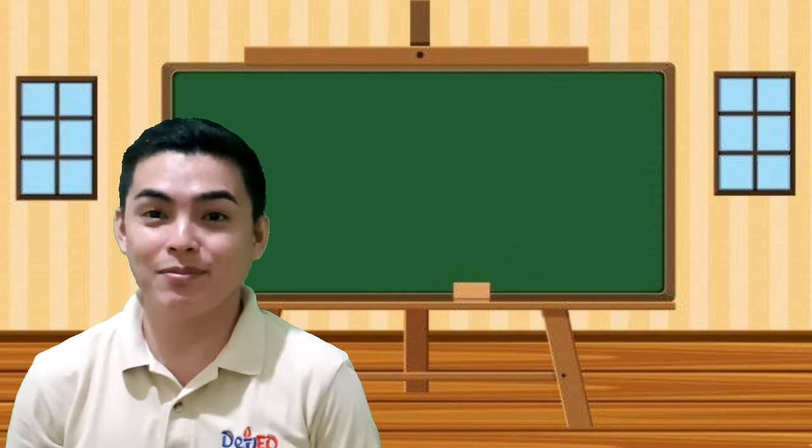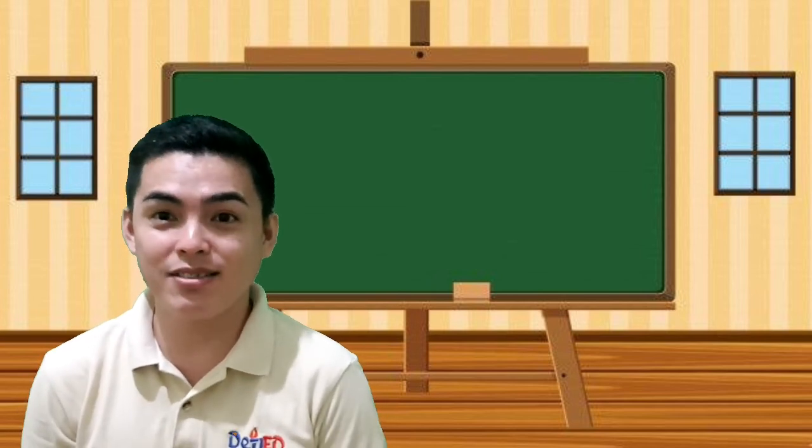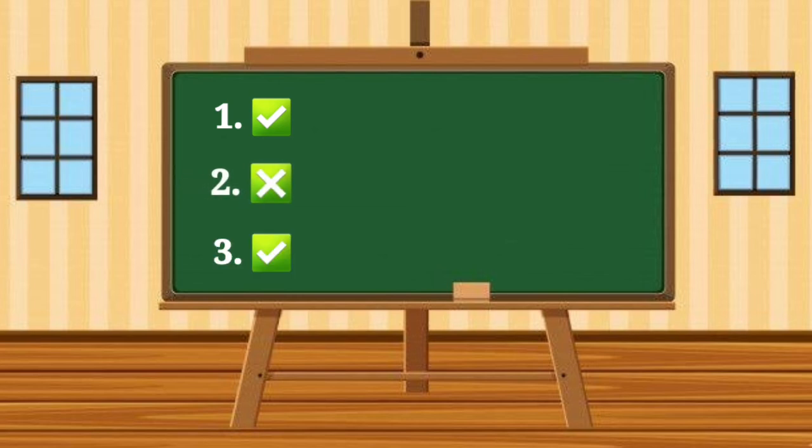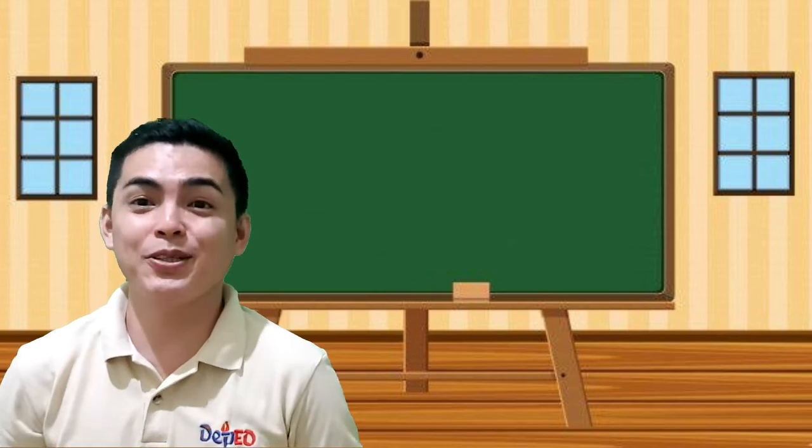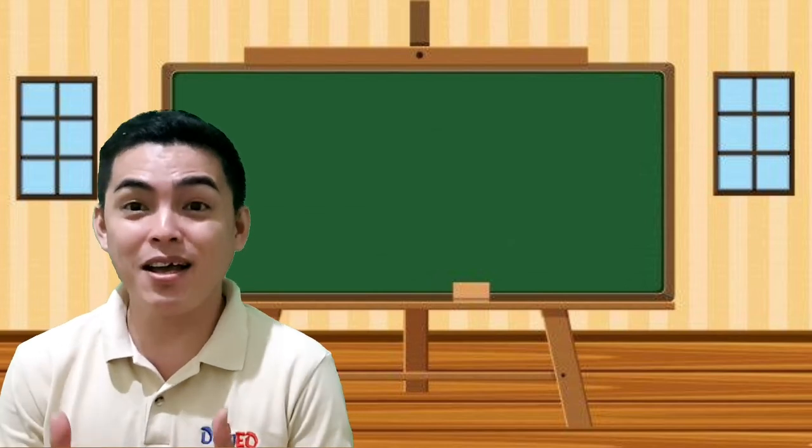Alright, time is up. Are you excited to check your answers? Let's go! For number 1, the answer is check. For number 2, the answer is cross. For number 3, the answer is check. Number 4 is cross. And number 5 is check. Great job, learners! You learned so fast. Keep it up!